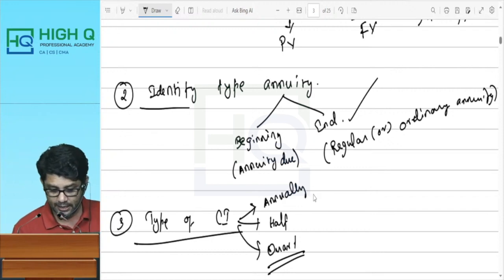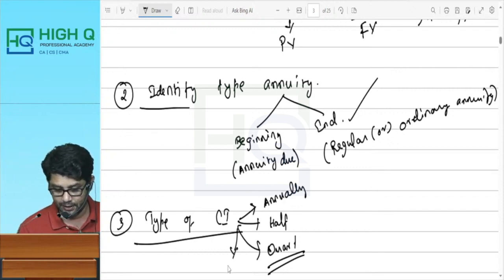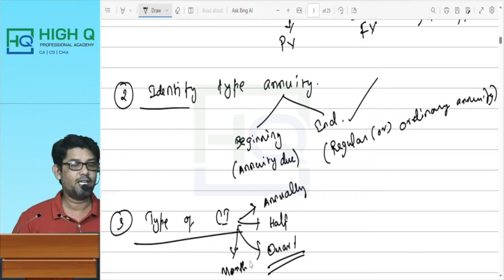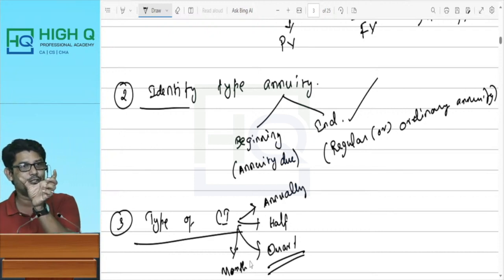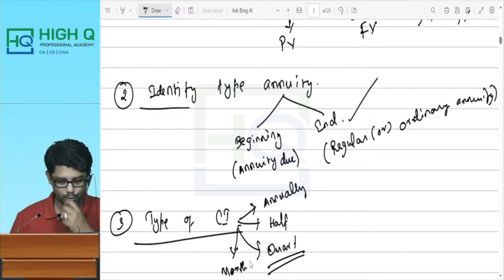Now, regarding the type of compounding, the compound interest may be calculated annually, half yearly, quarterly, or monthly. That also we need to check, because if it is monthly, accordingly we have to change the rate of interest and the number of years. My dear, these points are very, very crucial.